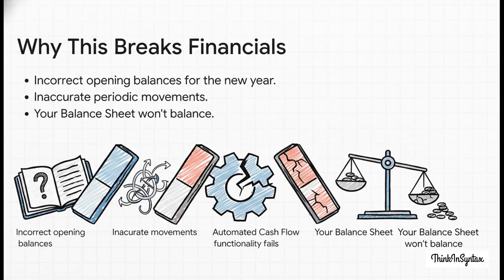And the fallout from this is, well, it's pretty severe. Your opening balances will be wrong, which means your calculated movements will be inaccurate. The really powerful automated cash flow feature in FCCS will completely fail because it absolutely depends on having accurate periodic movements. And of course, the big one, the most fundamental check of all, your balance sheet just won't balance.